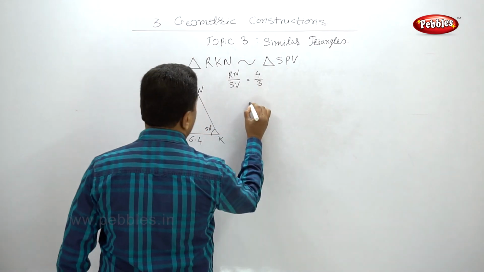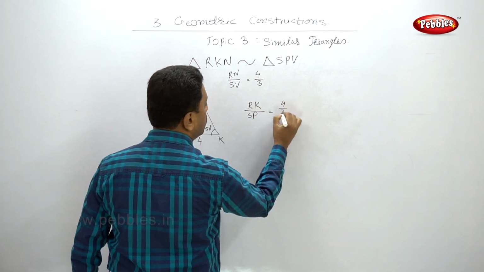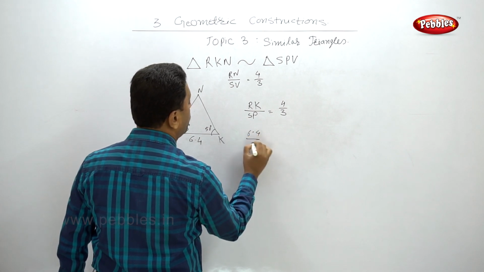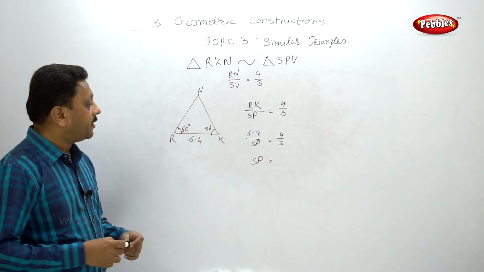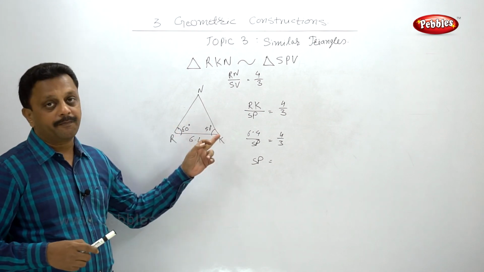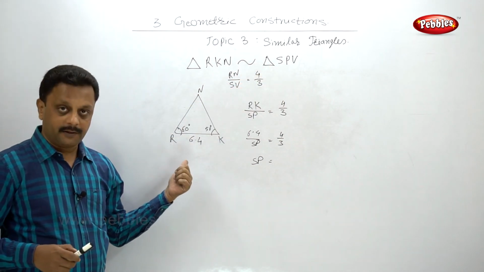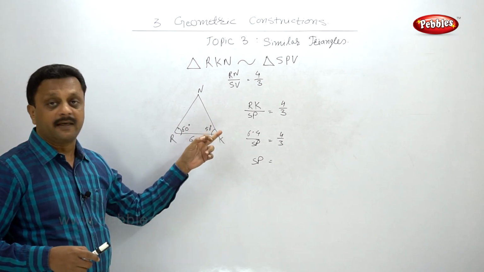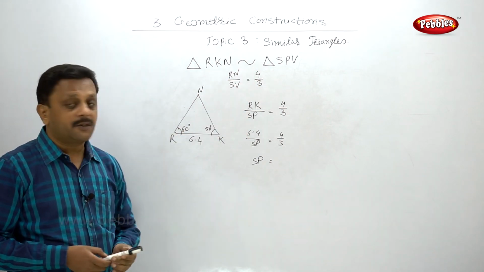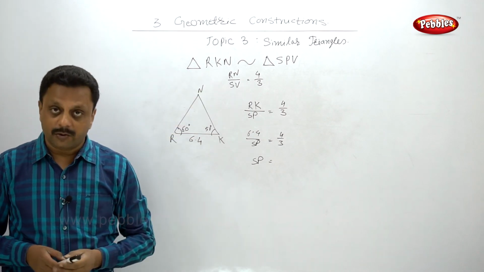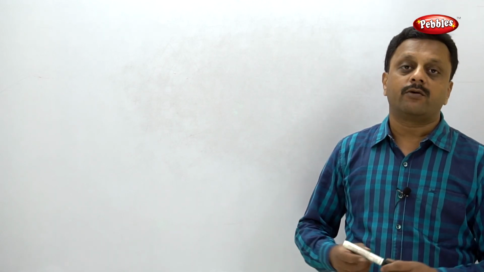So we have RK, the first two letters, upon SP is equal to 4:3. So we have 6.4 upon SP is equal to 4:3, and you can find out SP here. Once you get SP, both the angles will be the same, and you can construct this triangle SPV similar to this. Because the base and base angles are known, you can easily construct this triangle. So please pause your video here and construct the triangles SPV and RKN. Please do it now.